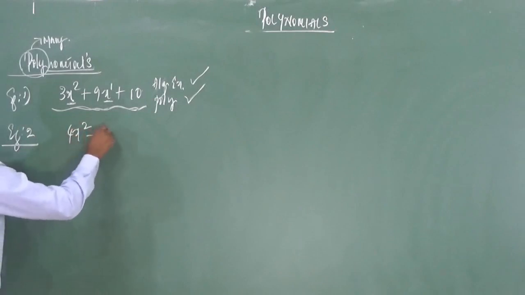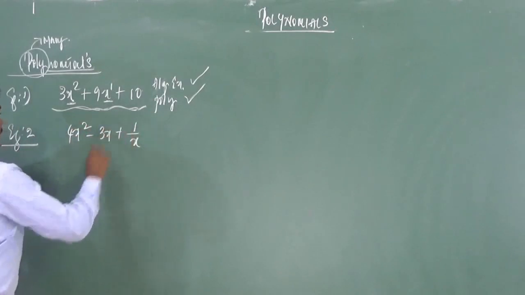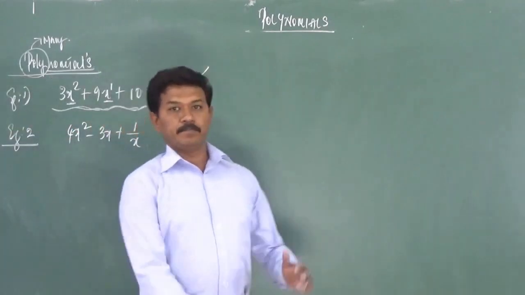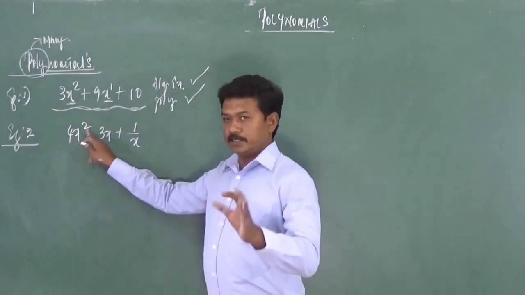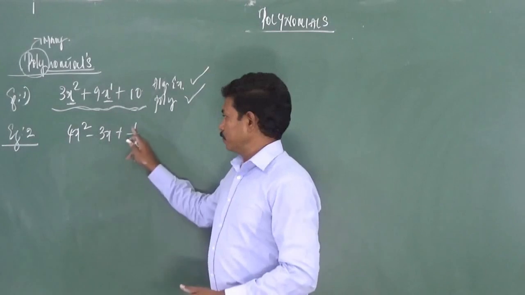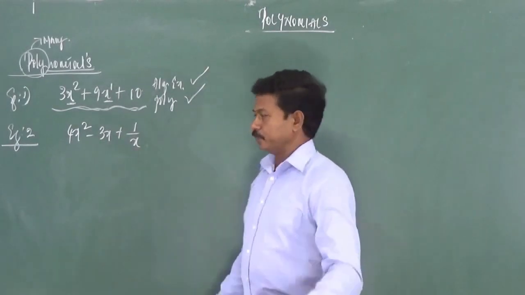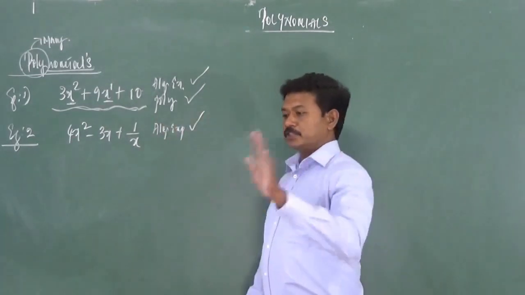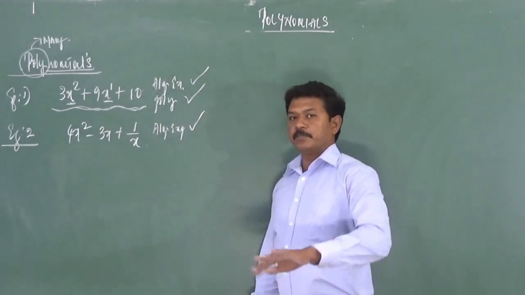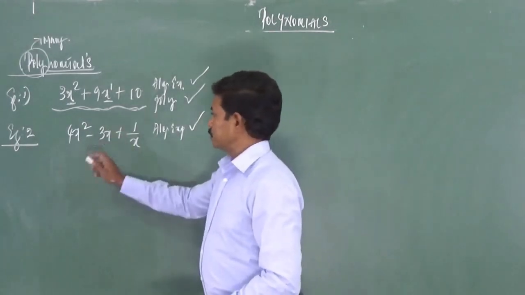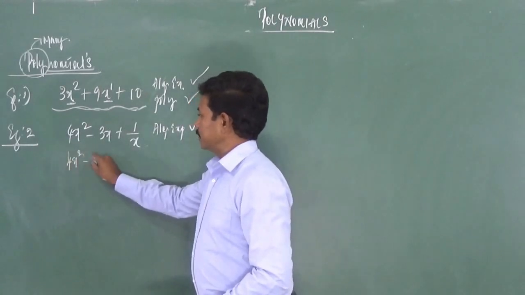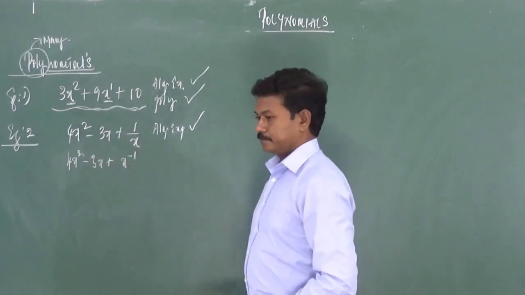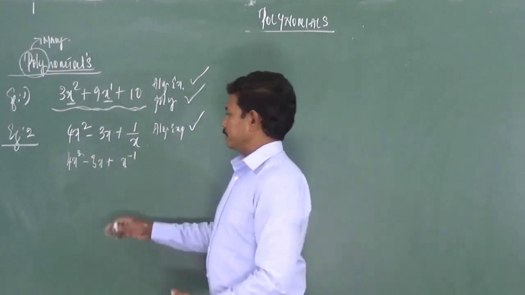4x square minus 3x plus 1 by x. It is an algebraic expression, no doubt in this, because 4x square is an algebraic term, minus 3x is an algebraic term, 1 by x is also an algebraic term. Therefore, it is an algebraic expression, right? Now, we have to check whether this algebraic expression is a polynomial or not. So, let us check this out. I will rewrite this. 4x square minus 3x plus 1 by x can be written as x to the power minus 1. Right?